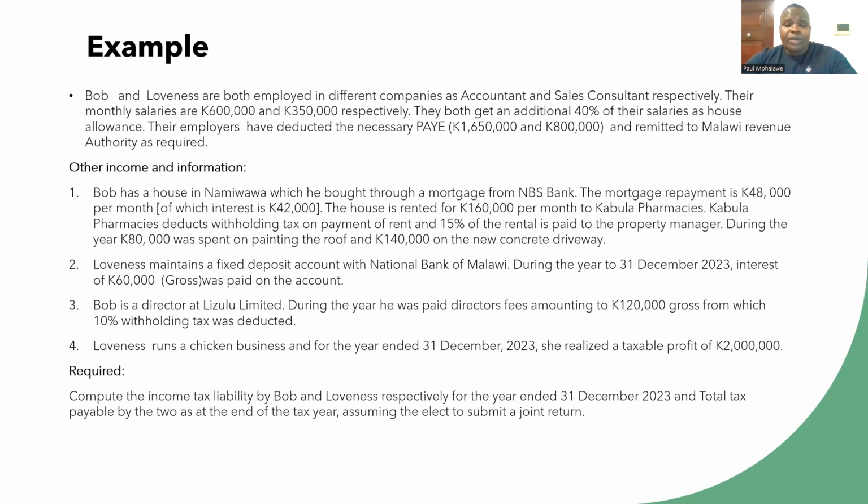Other income and information. Bob has a house in Namiwawa, which he bought through a mortgage from NBS Bank. The mortgage repayment is 48,000 kwacha per month, of which interest is 42,000.